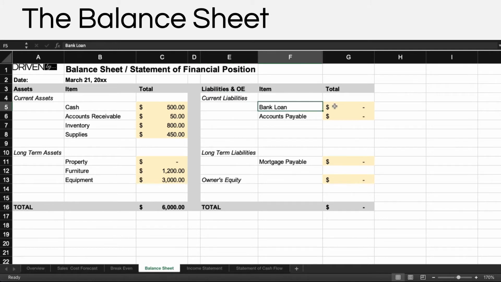Now over to the other side, your liabilities will consist of amounts of money that you owe, such as loans or debts that you have with suppliers, perhaps. And finally, you will then calculate your owner's equity by subtracting your liabilities from your assets. If calculated correctly, you will notice that the sheet should balance.